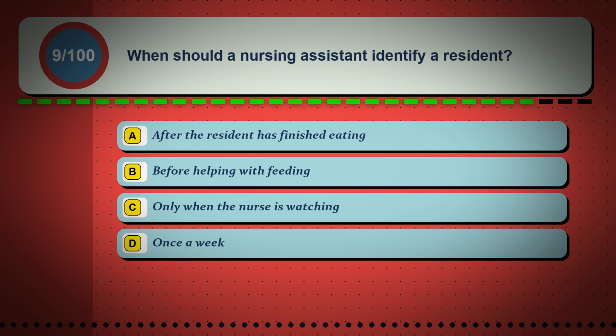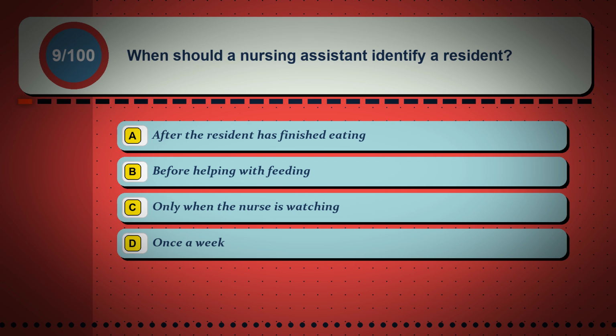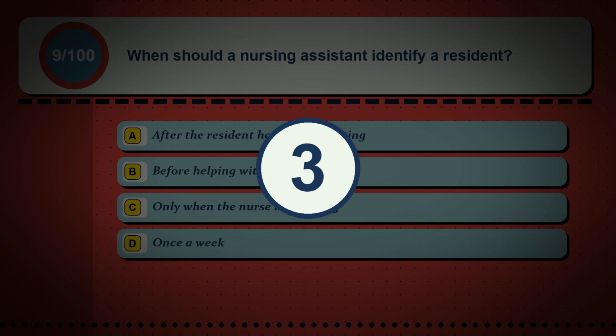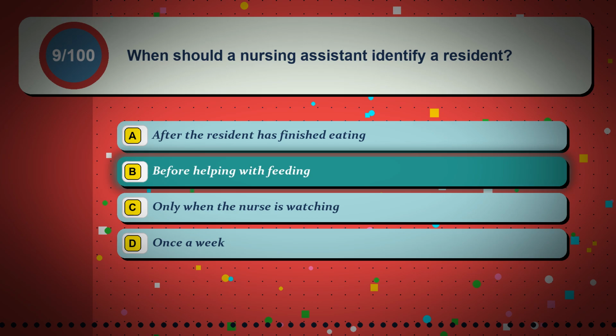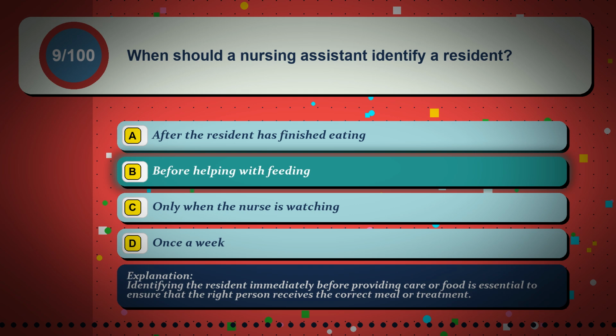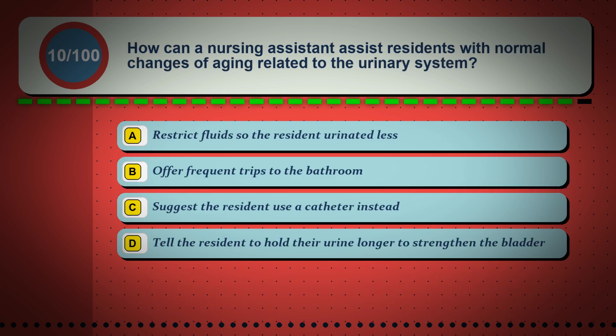Question 9. When should a nursing assistant identify a resident? Option A, after the resident has finished eating. Option B, before helping with feeding. Option C, only when the nurse is watching. Option D, once a week. The correct answer is option B, before helping with feeding. Identifying the resident immediately before providing care or food is essential to ensure that the right person receives the correct meal or treatment.